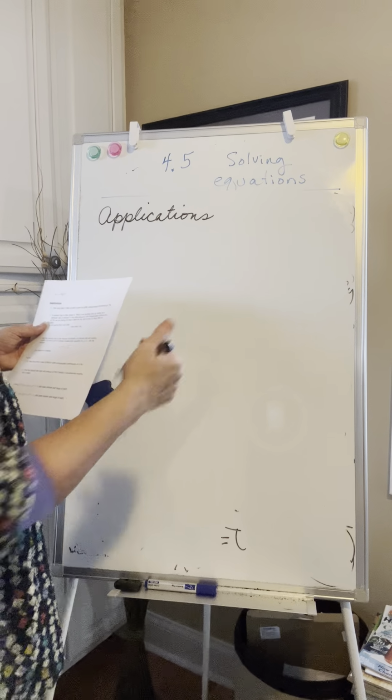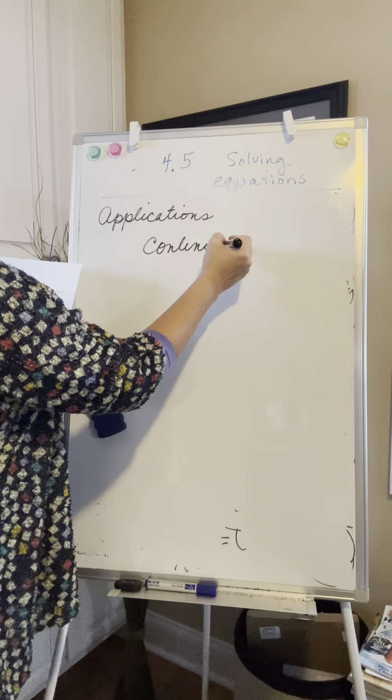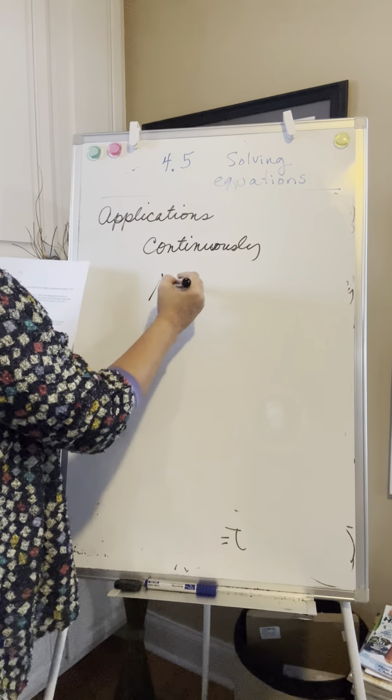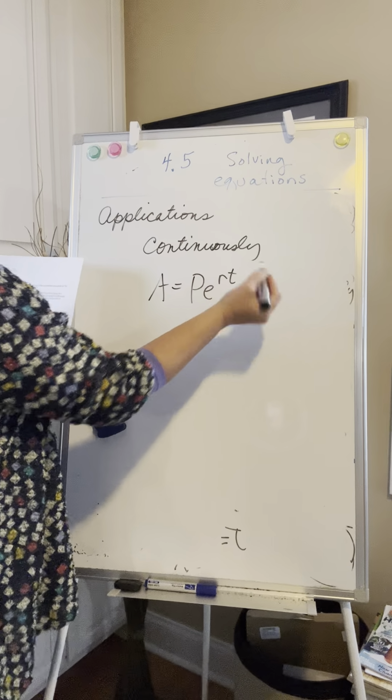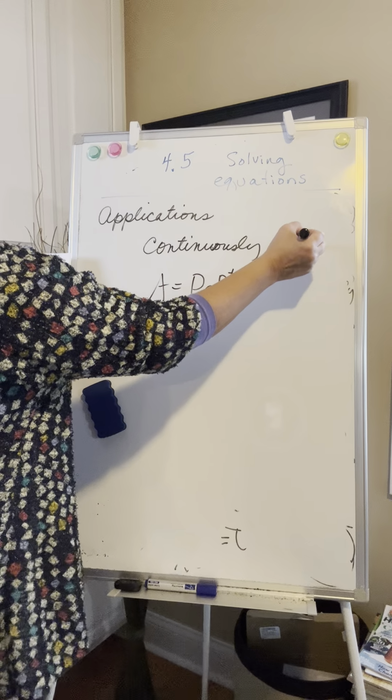compounded continuously. So the word continuously means continuously. Continuously means use the PERT formula. That's the continuous compounding formula. So we're using that formula, and this time we're going to do 5%.